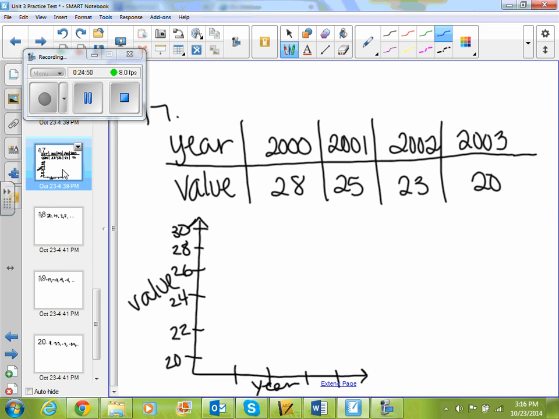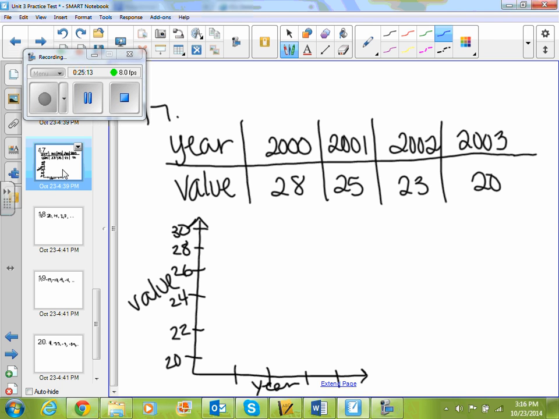Okay, since our years are on top in our table, those are going to be my x values. That's why years are on the bottom. Since the value is the second set of numbers, it's going to be my vertical axis or my y-axis, so value is going up. Okay, so that's why I set my table that way. I'm just going to put my years starting at 2000 on the bottom.